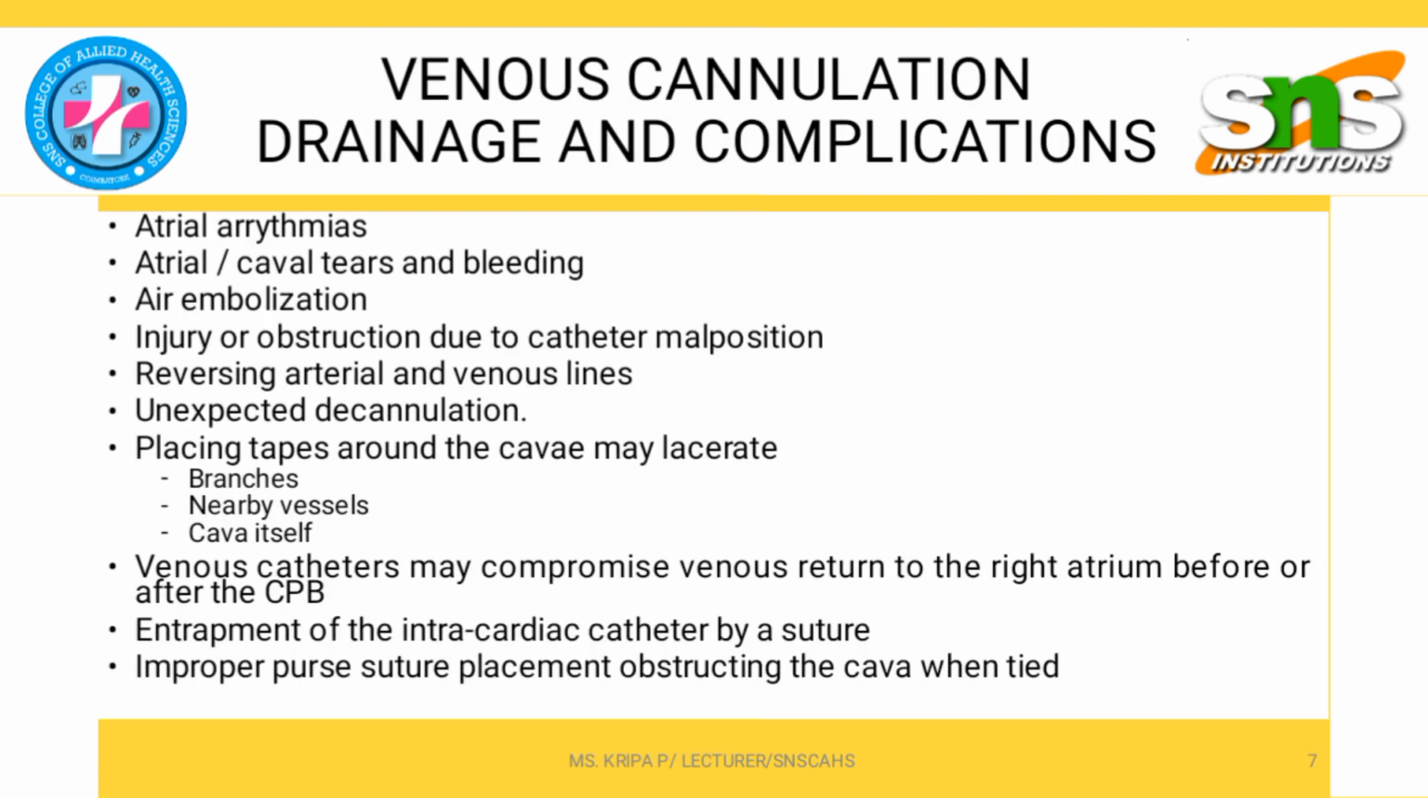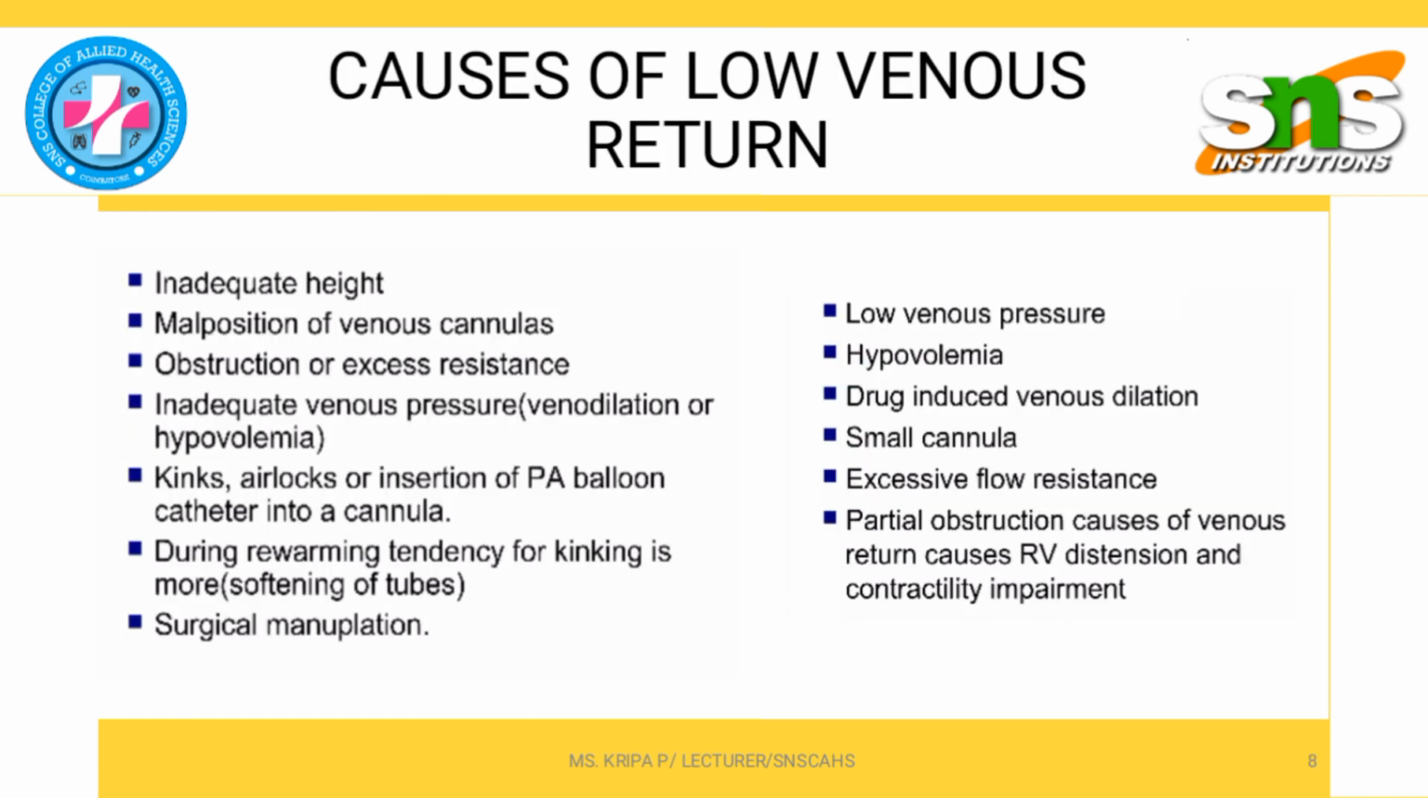Venous cannulation drainage complications: atrial arrhythmias, atrial or caval tears and bleeding, air embolization, injury or obstruction due to catheter malposition, reversing the arterial and venous lines, unexpected decannulation. Venous catheters may compromise venous return to the right atrium before or after CPB, entrapment of the intracardiac catheter by a suture, or improper post suture placement obstructing the cava when tight.